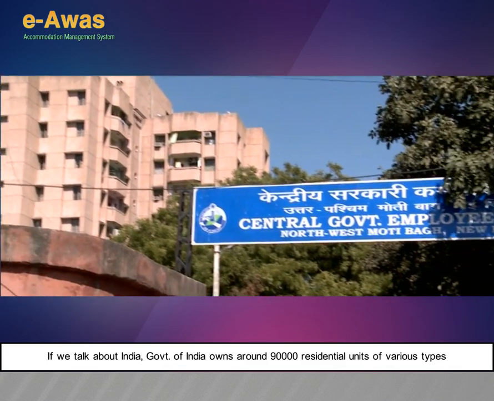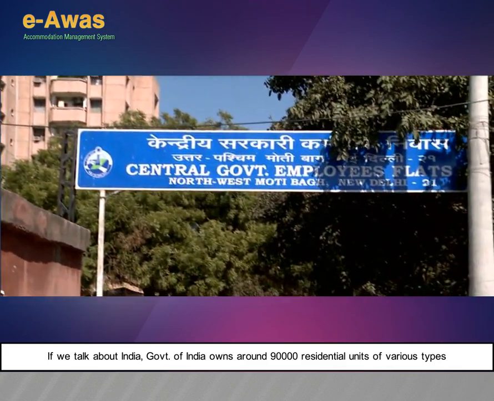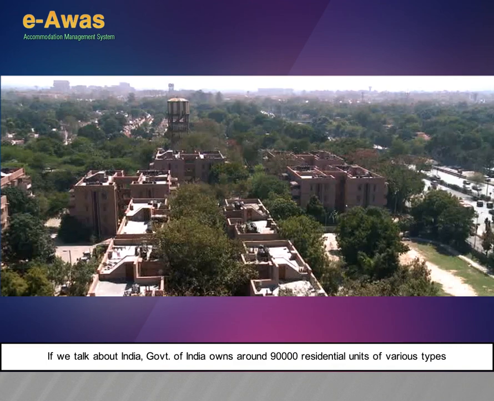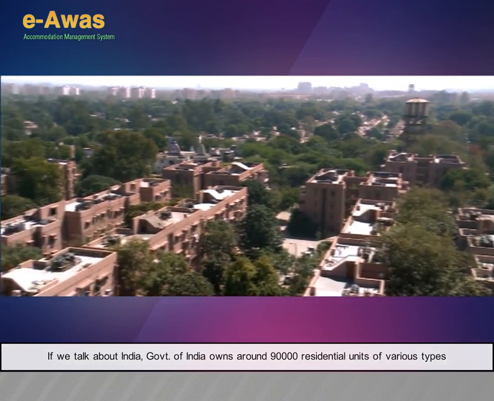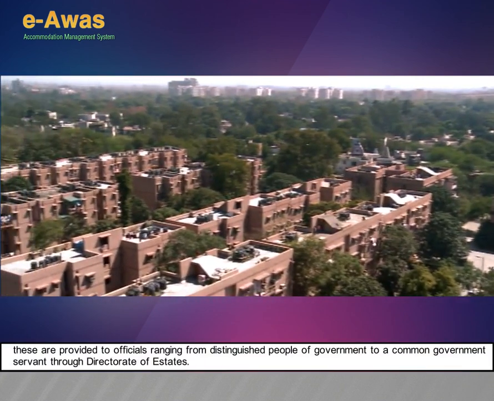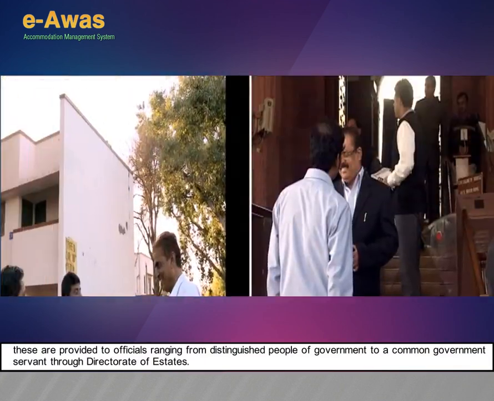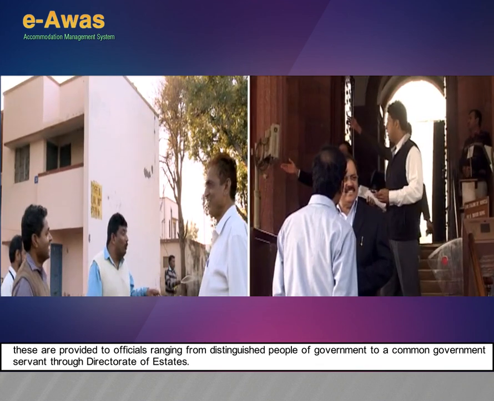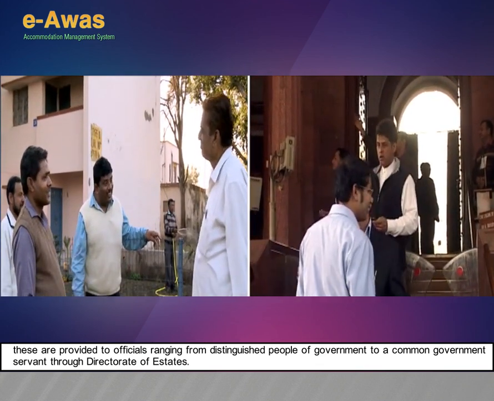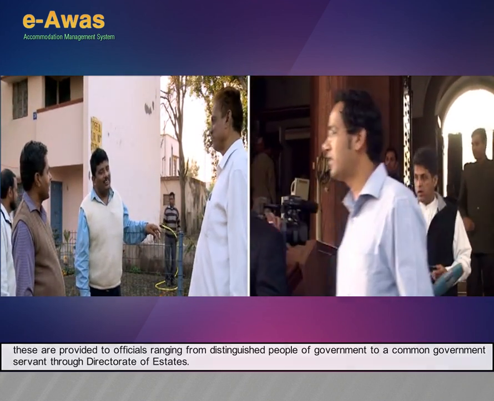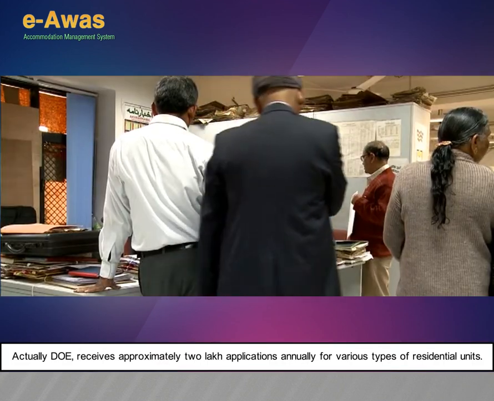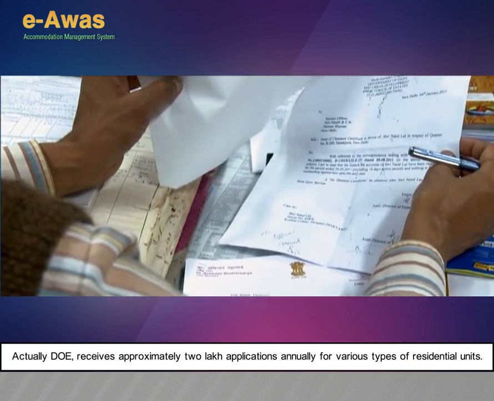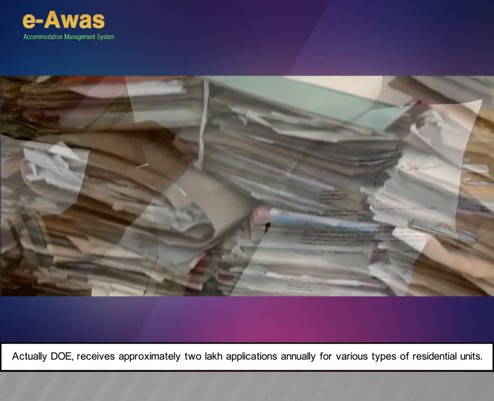In India, the Government of India owns around 90,000 residential units of various types. These are provided to officials ranging from distinguished people of government to a common government servant through the Directorate of Estates. Actually, DOE receives approximately 2 lakh applications annually for various types of residential units.